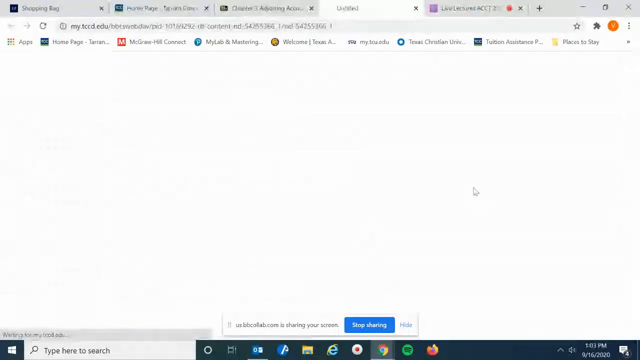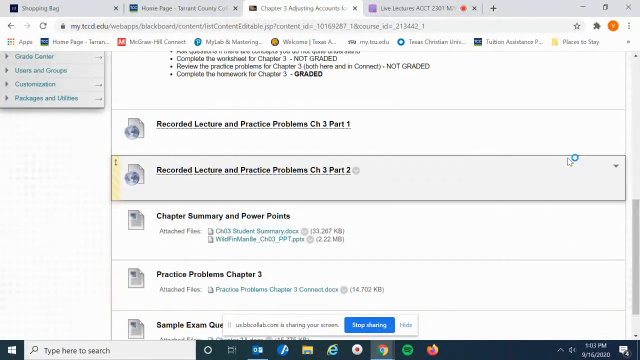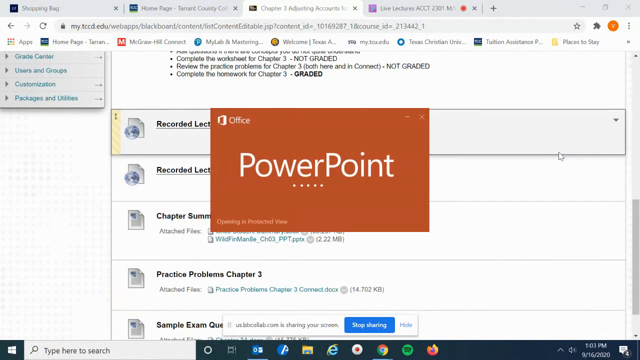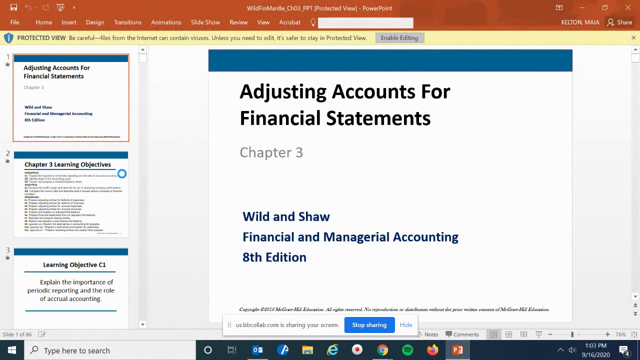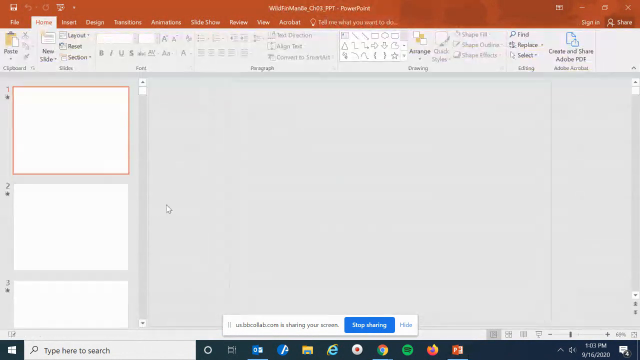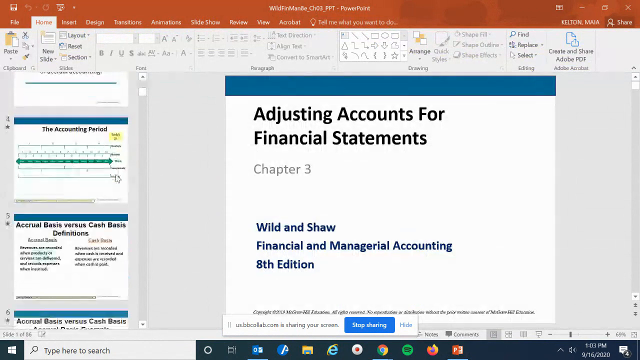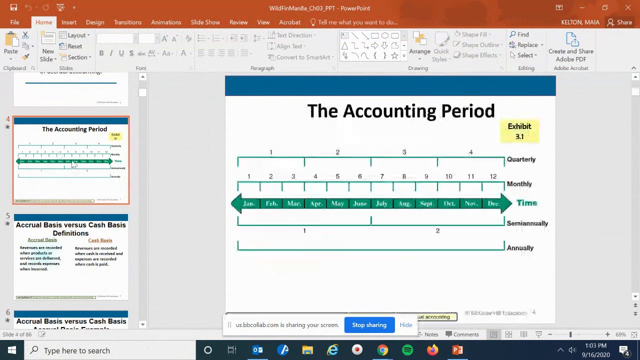So last time we talked about the need for adjustments. I want to point this out one more time to you. The reason why we need adjustments is because first and foremost, in accounting, we use the accrual basis of accounting. We don't necessarily care when cash is received and when cash is paid. We care about when revenues and expenses are earned and incurred.